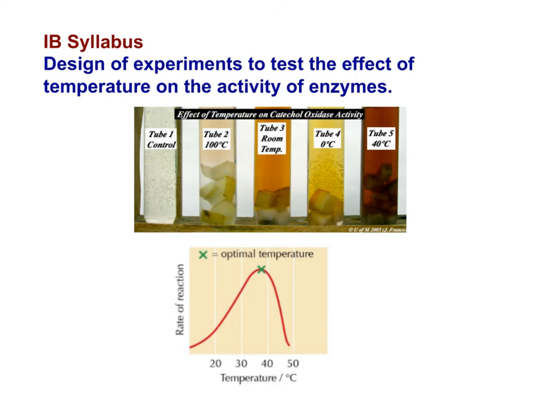In this photo, you can see the tubes have been set up with the enzyme catechol oxidase. Catechol oxidase oxidizes catechol, converting catechol to benzoquinone, which is brown in color. You can see the tubes at room temperature and at 40 degrees C are significantly more brown than the control tube or the tube set up at 100 degrees C. At 100 degrees C, all enzymes would be denatured. The tube at 0 degrees C only had small amounts of enzyme activity. What I've described in words here is supported by the graphical representation seen here.